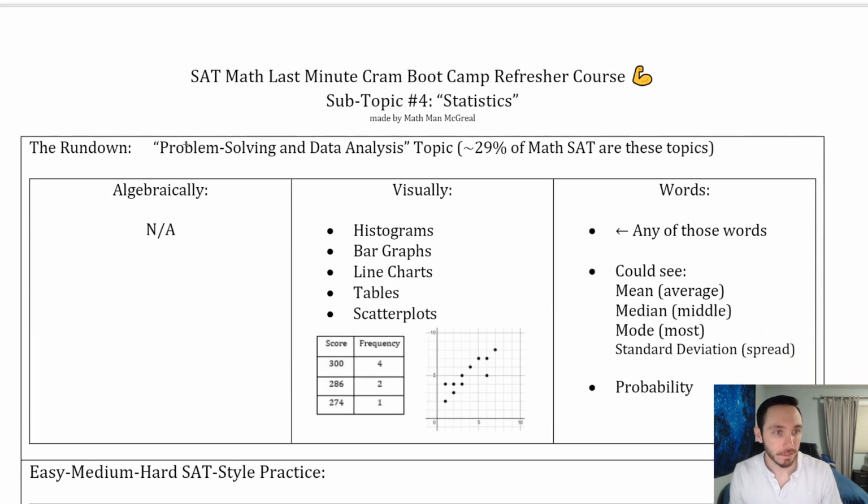The next one is problem solving and data analysis. This one's probably the hardest to define in some ways because a lot of questions in here are less like, oh, you were taught this specific problem in the classroom, and more of, okay, here's just a scenario, here's a thing, do some number stuff with it. So this makes up 29% of the SAT. And the subtopics that we can break down a little bit more clearly, at least, are like statistics.